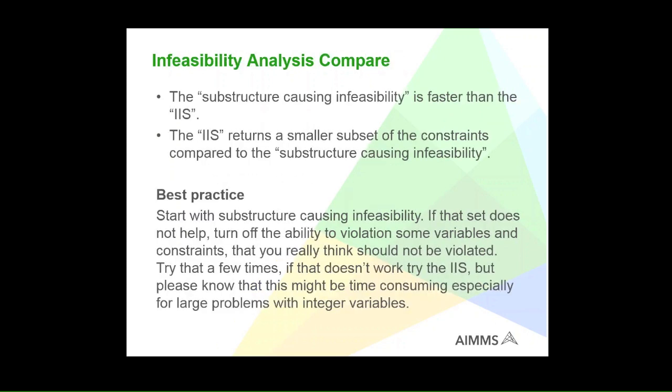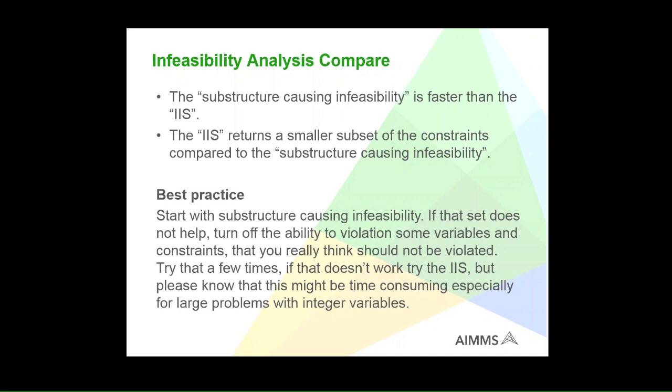So you have two ways of finding infeasibility: the substructure causing infeasibility or the IIS. In general, the substructure causing infeasibility is faster because it just needs to solve that one model with all those bounds. On the other hand, the IIS returns a smaller subset of the constraints. So it's a trade-off between fast or small.